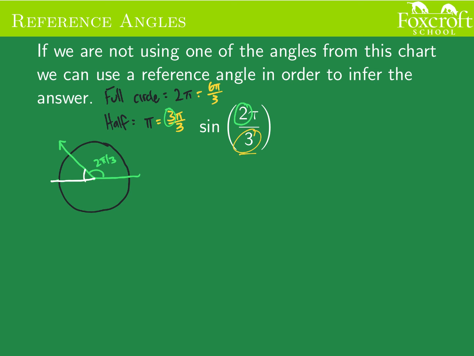So if I was in the third quadrant, I'll just do a quick example. If this angle is here, this would be the reference angle. If I was in the fourth quadrant, that would be the reference angle. So it's always the little angle between the angle that you drew and the x-axis.